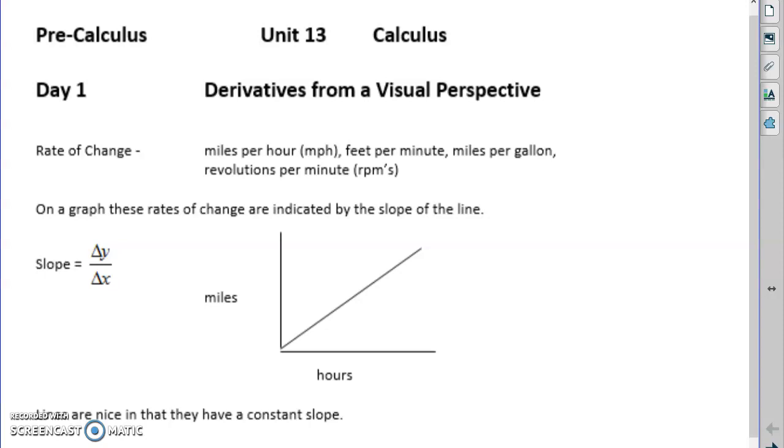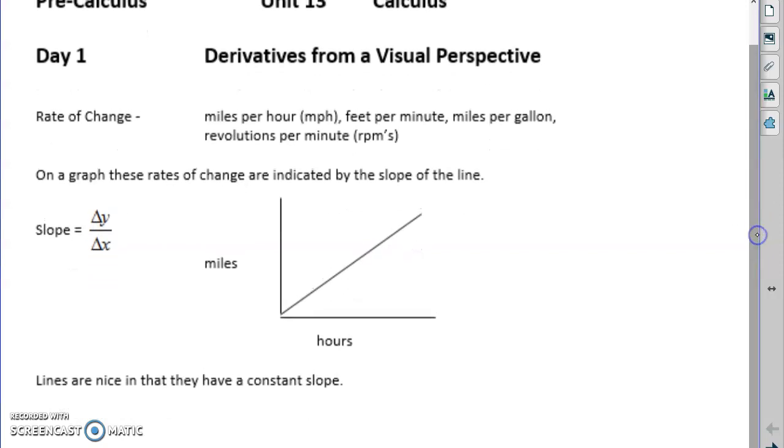So let's start. First of all, we're going to talk about a visual perspective. The first basic function we'll talk about is anything that's linear. Typical rate of change is things that have "pers" in them: miles per hour, feet per minute, miles per gallon, revolutions per minute. Anything that compares 2 units. In this example of the graph, miles per hour, it's nice and linear. That means its slope is what? It is constant. It always stays the same. That's the great thing about linear functions. They have a constant slope. Whatever this rise or run is here, it's the same here, it's the same there.